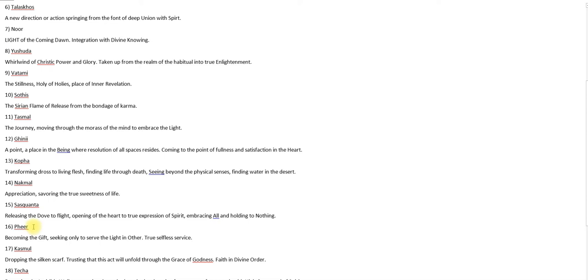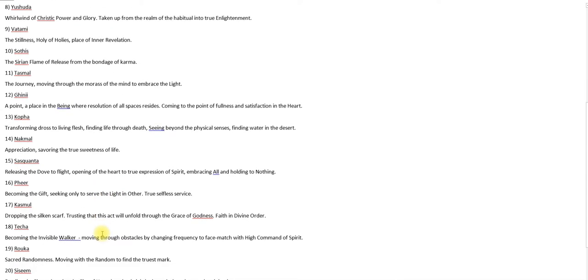Sasquanta, releasing the dove to flight, opening of the heart to true expression of spirit, embracing all and holding to nothing. Fear, becoming the gift, seeking only to serve the light in other, true selfless service. Of course, in the higher concept, we are all one, aren't we? But we do experience other in duality dimensions. And so, as such, it is important to embrace the other as self. And you do that through the service in light to the other.